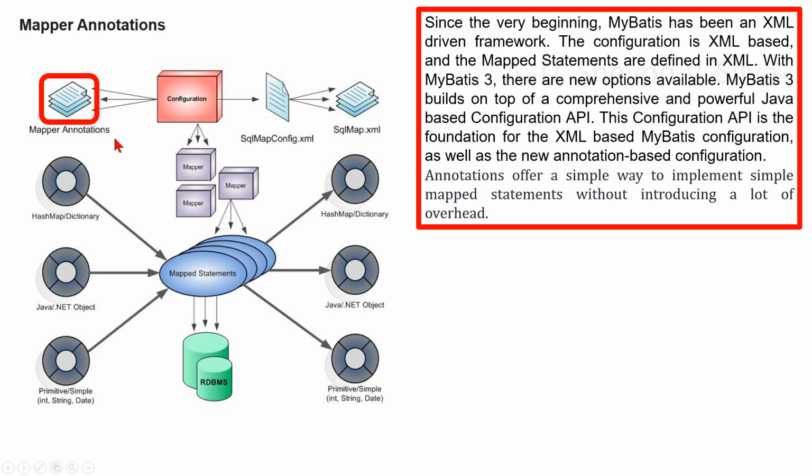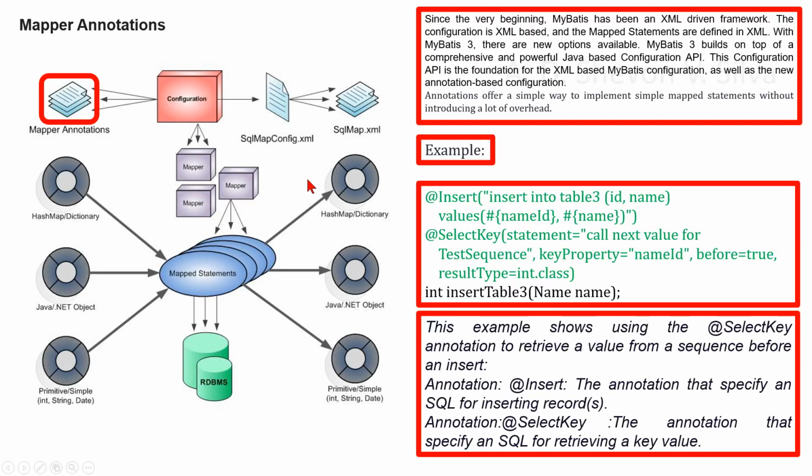MyBatis 3 builds on top of a comprehensive and powerful Java-based configuration API. This configuration API is the foundation for the XML-based MyBatis configuration, as well as the new annotation-based configuration. Annotations offer a simple way to implement simple mapped statements without introducing a lot of overhead. As an example, we can consider this.